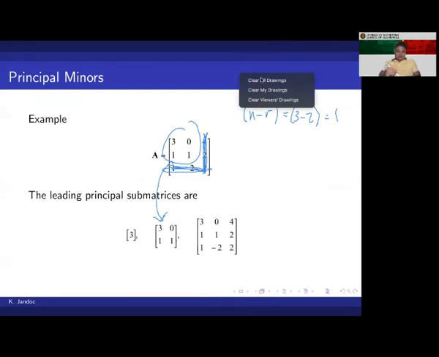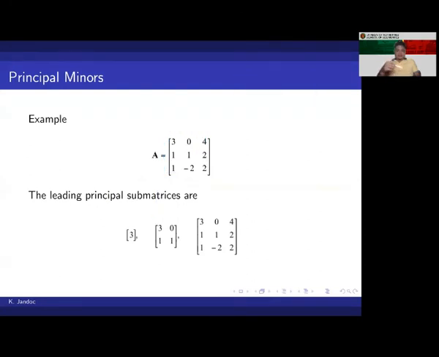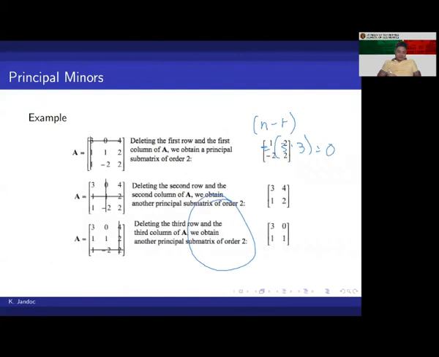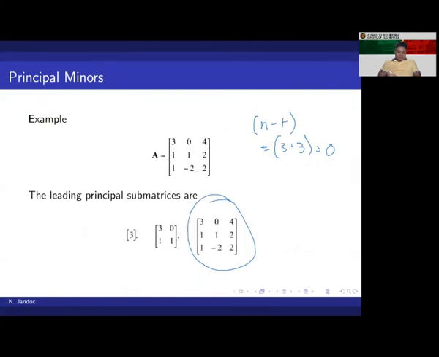And then finally, the leading principal submatrix of order 3, because we're not deleting anything, n minus r equals 3 minus 3 equals 0. We're not deleting anything. It's the matrix A itself. So notice that these are also elements of the principal submatrices. And these are called the leading principal submatrices.